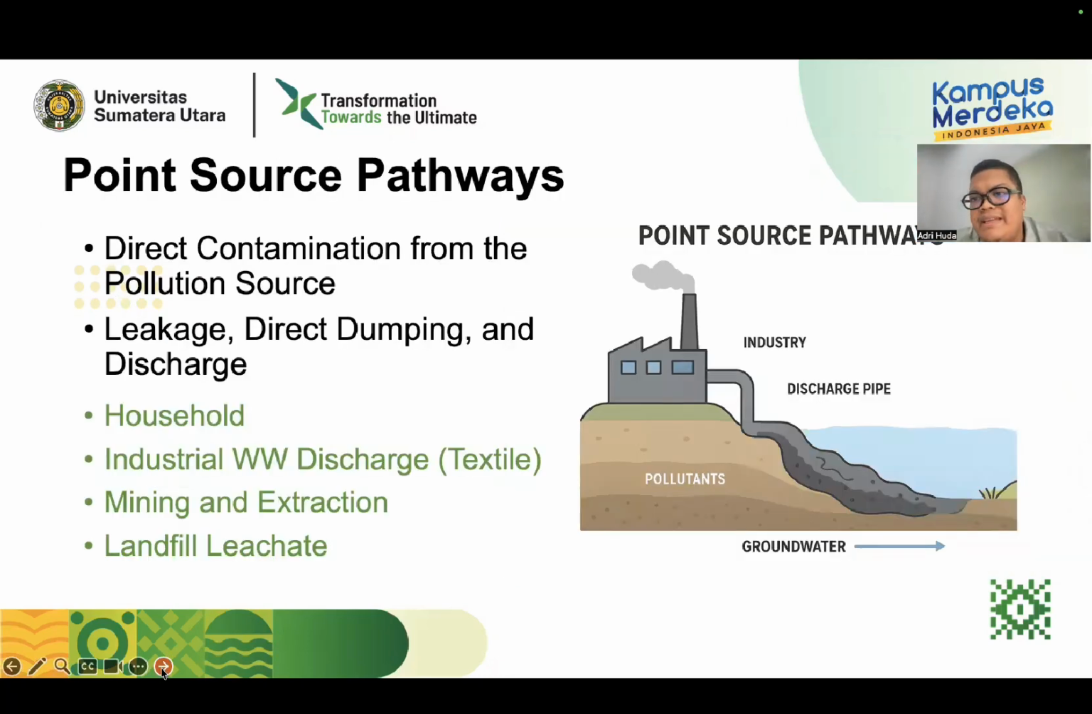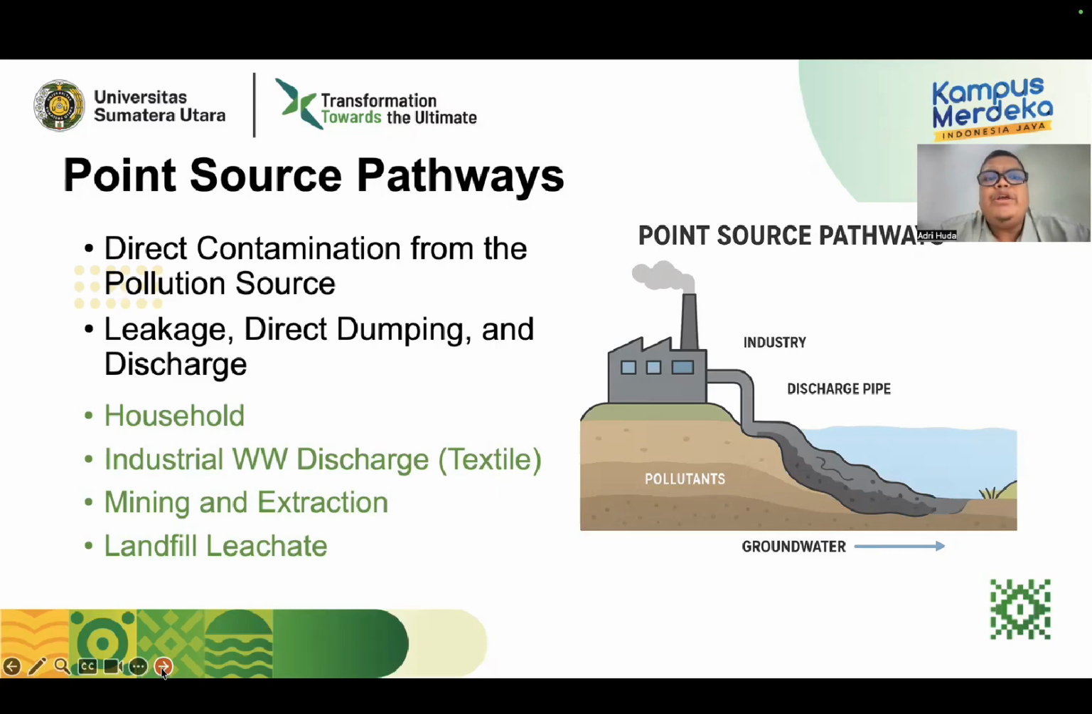Point source pathways are basically the mechanism by which water gets contaminated based on direct contamination from the pollution source. For example, here on the right side, we can see the industrial activities. They just discharge the wastewater directly to the water source, for example, lakes, rivers, or even the ocean.